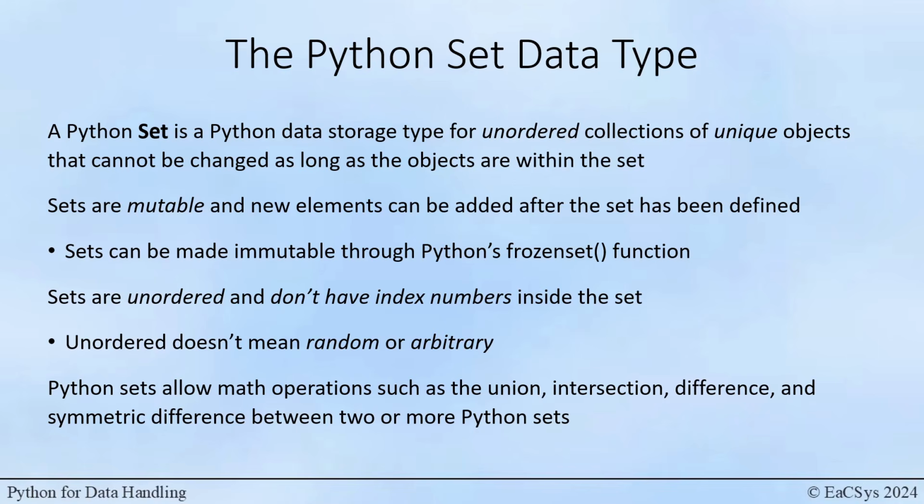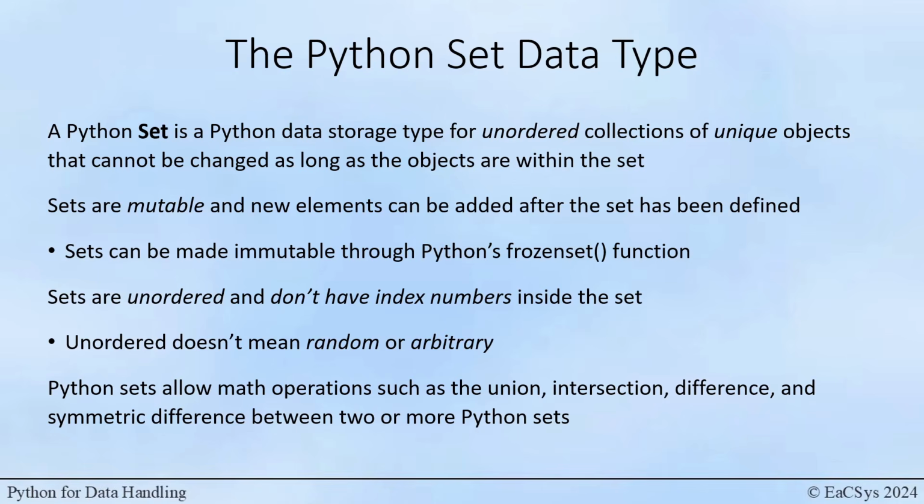Sets are unordered and don't have index numbers inside the set. And this means that there is no function to sort the set's contents using the set itself, and that there is no formalized index function included with the set. The order of the contents inside a set may therefore appear as being random or arbitrary without being either random or arbitrary.